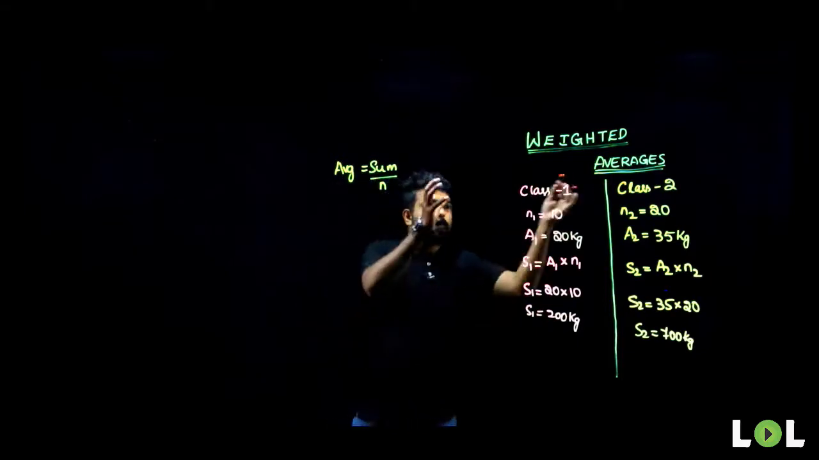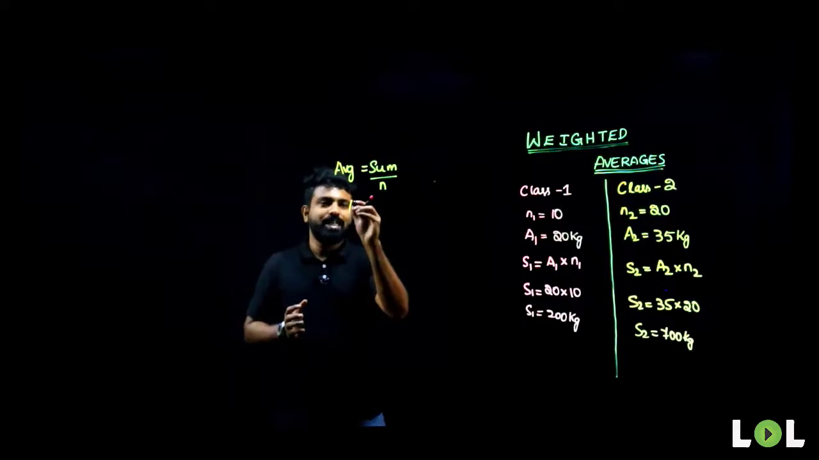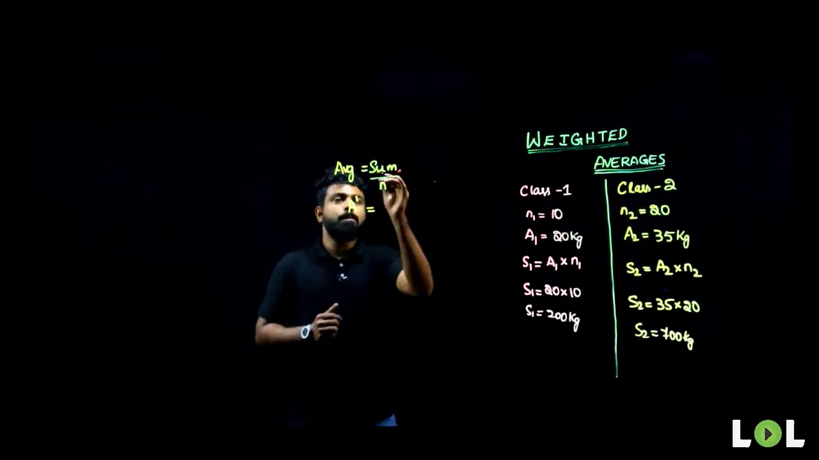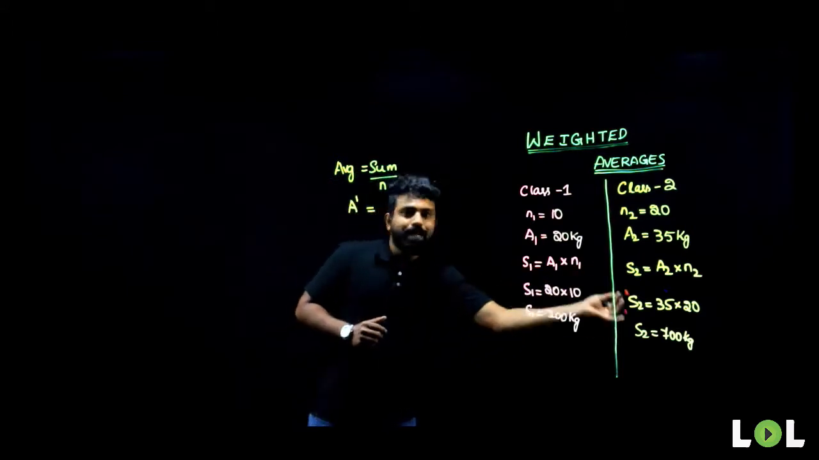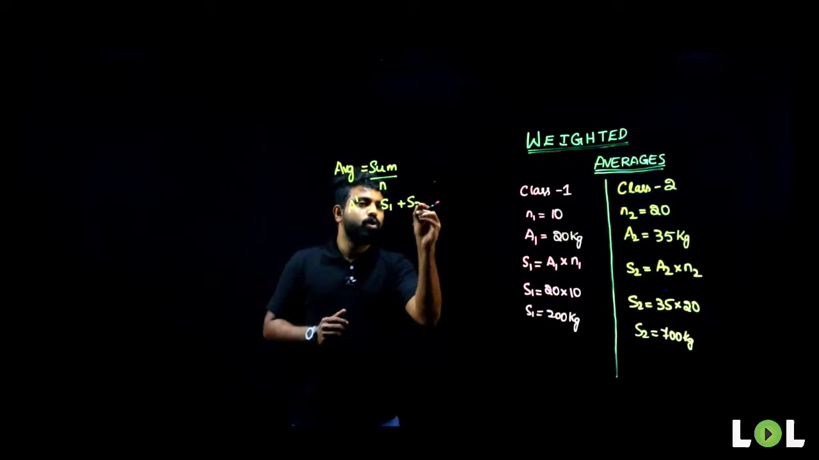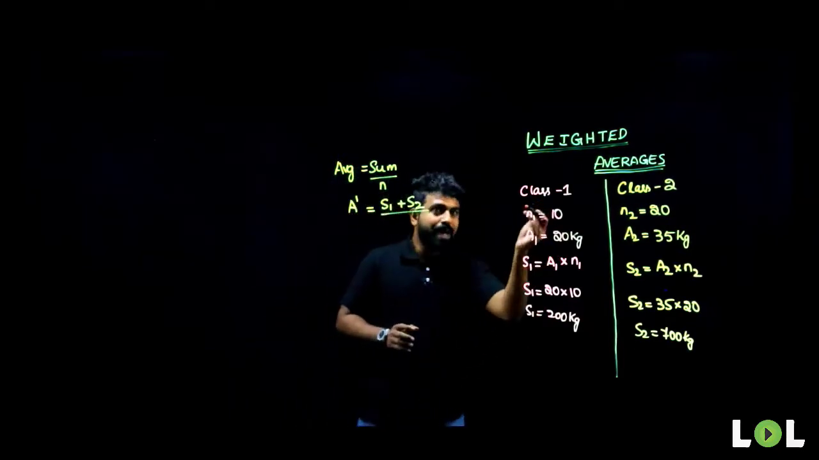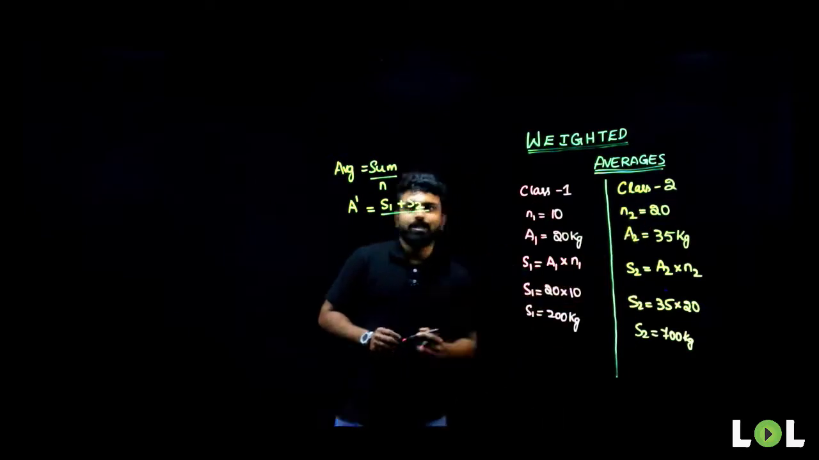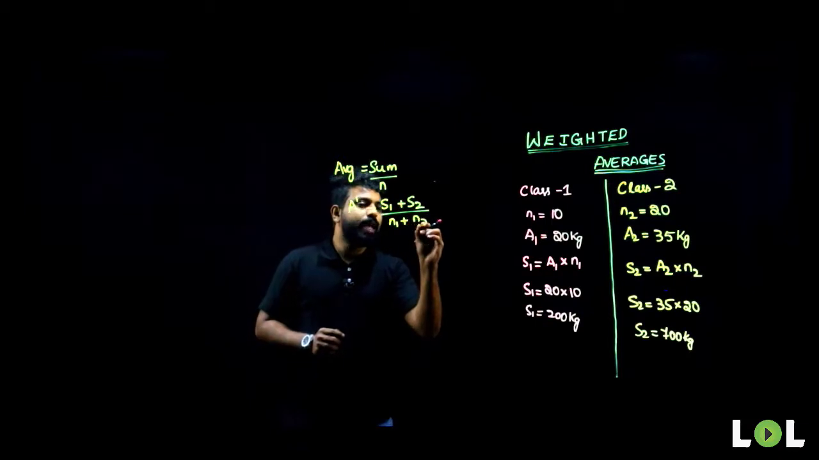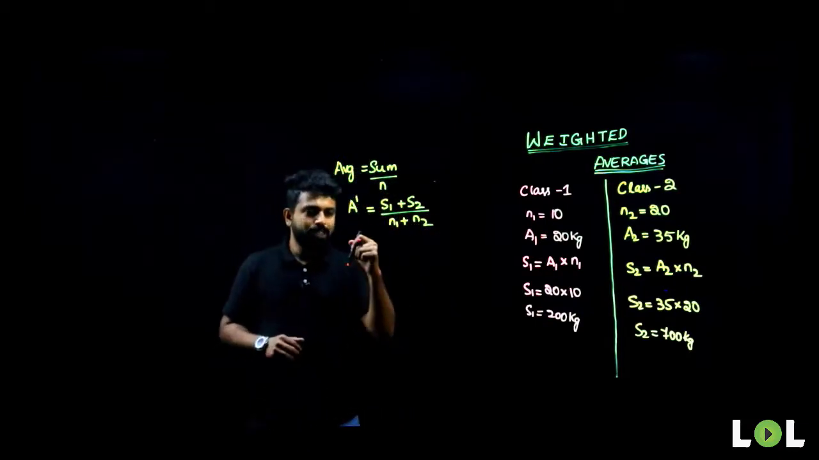Now if I combine both the classes, what will be the new average? Let me take my new average as A dash. That will be equal to the sum of weights of both the classes, that is S1 plus S2, divided by the number. What number should I take? Number of students in class 1 plus number of students in class 2. That is nothing but N1 plus N2. So now what did we do here? What is the actual value of the average?